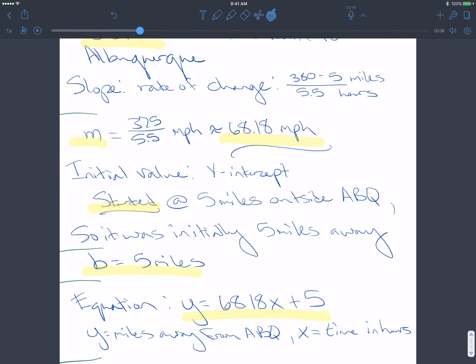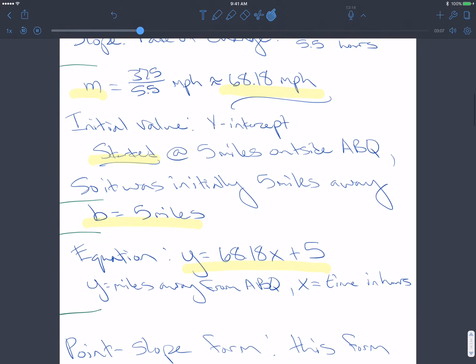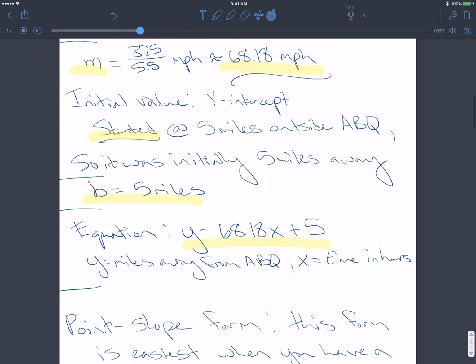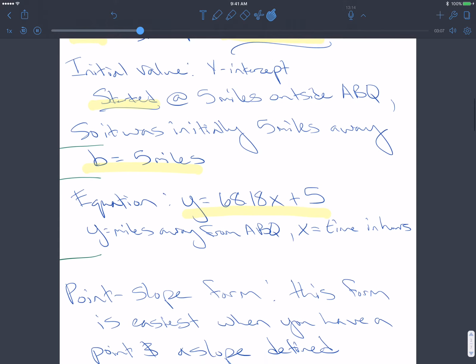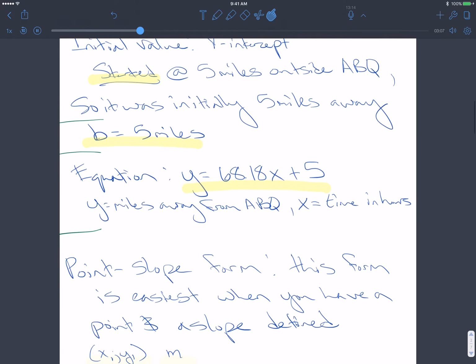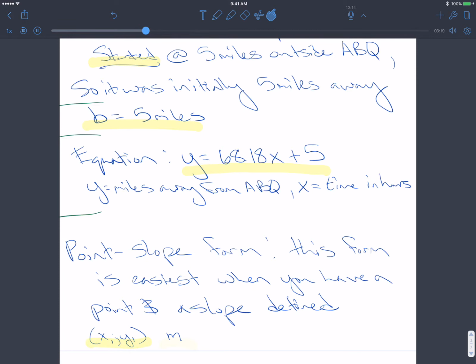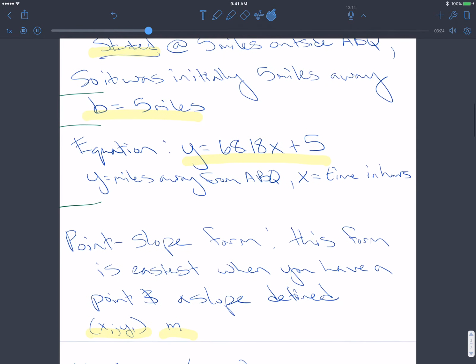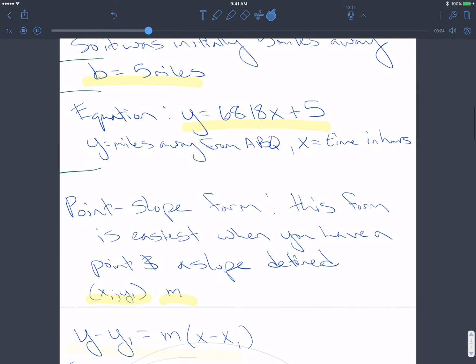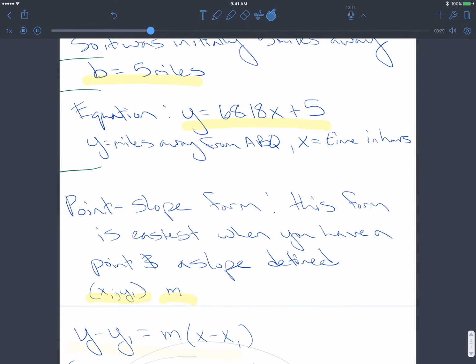Another form for equations to take is called point-slope form. This form is easiest when you have a point and a slope already defined. So you have a point, some x1, y1, and you have a slope, what your m value already given to you, and then you can just substitute it into point-slope form in order to get your equation for your line. That form comes as y minus y1 equal to m times x minus x1.